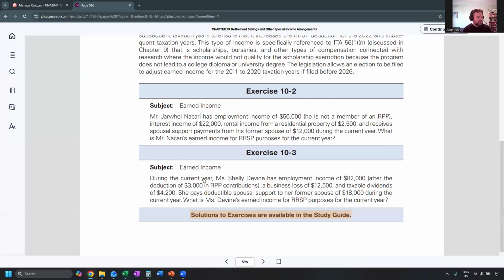For 10.3, during the current year, Miss Shelley Devine has employment income of $82,000 after the deduction of $3,000 in RPP. So this $82,000 includes a deduction, we need to back it out. So for 3,000 plus 82, the gross income must have been 85,000. A business loss of 12,500, taxable dividends of 4,200, and she pays deductible spousal support of $18,000.